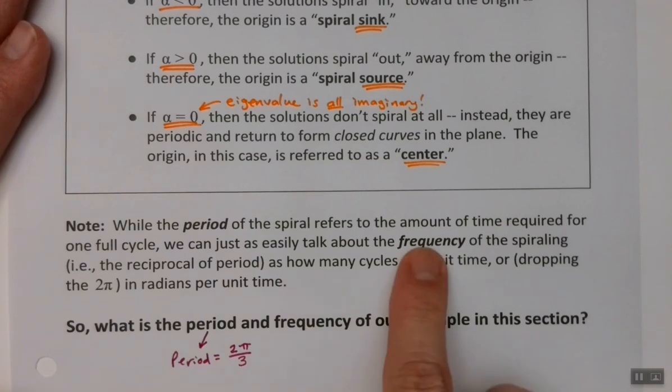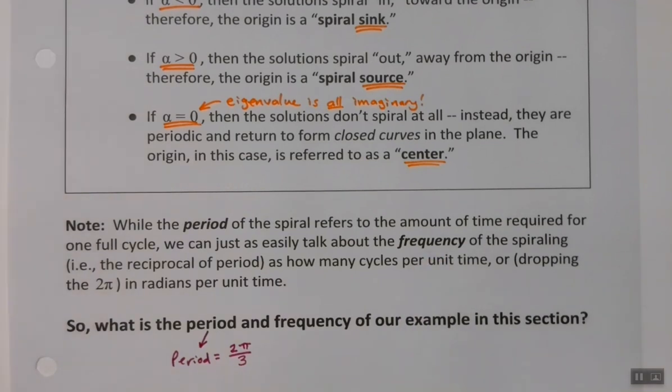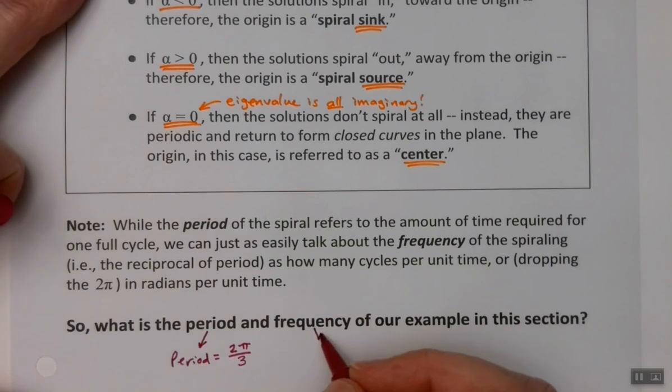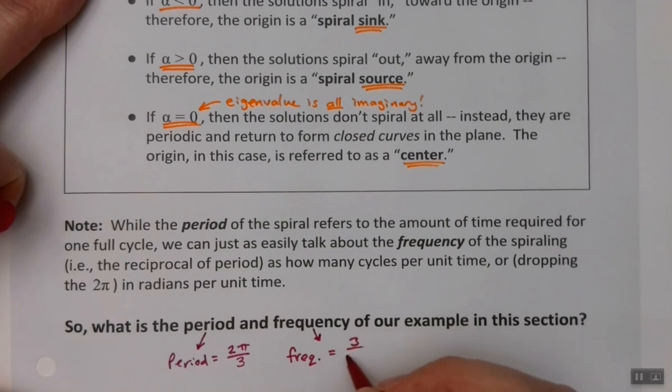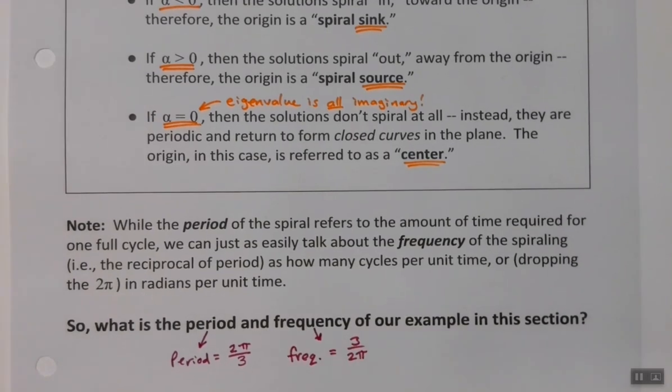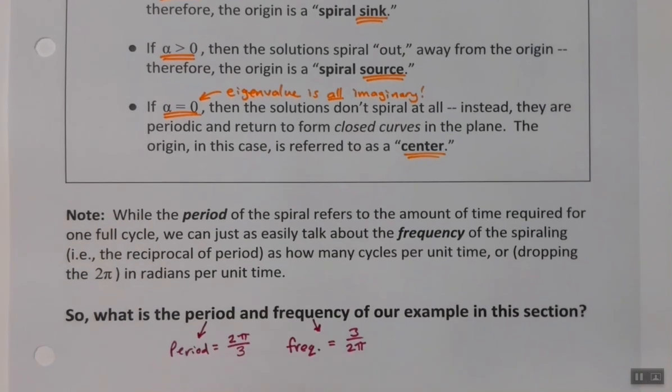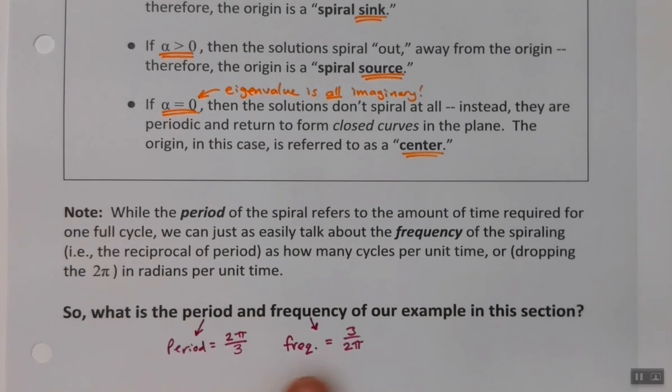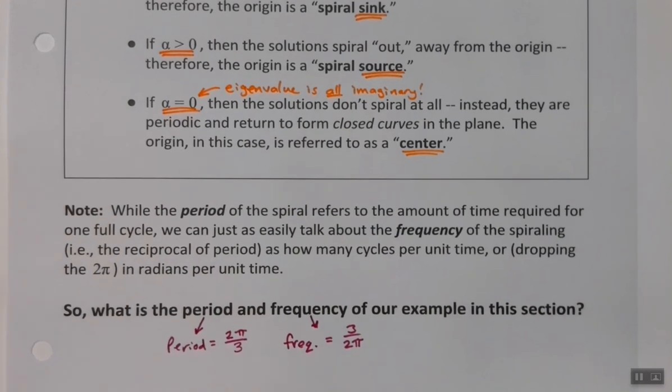And of course, frequency is just the reciprocal. So if you know the period, then you also know the frequency. Frequency in this case would be 3 over 2 pi. Period and frequency have reciprocal values, but they also have reciprocal units. So period would have units of time, frequency would have units of inverse time, right?